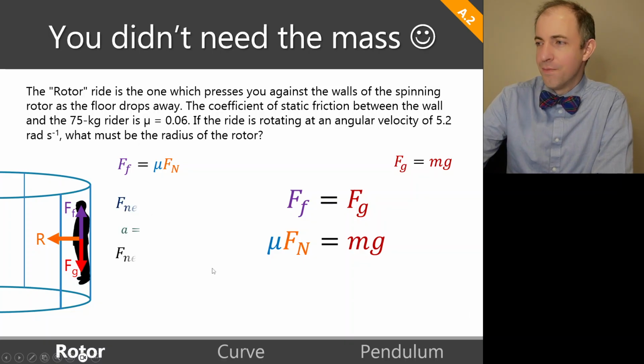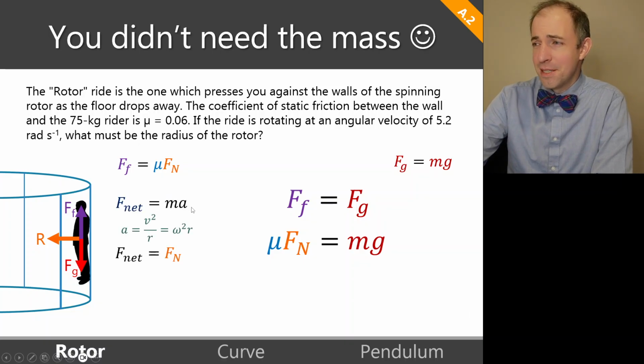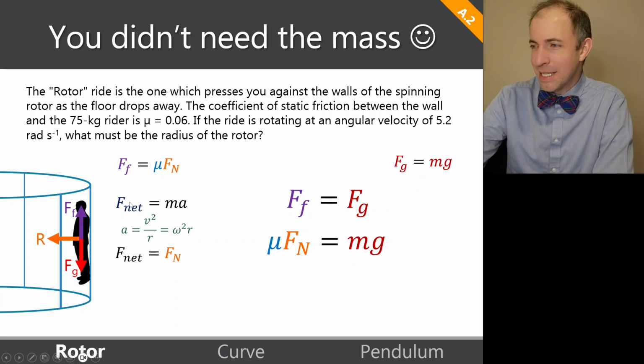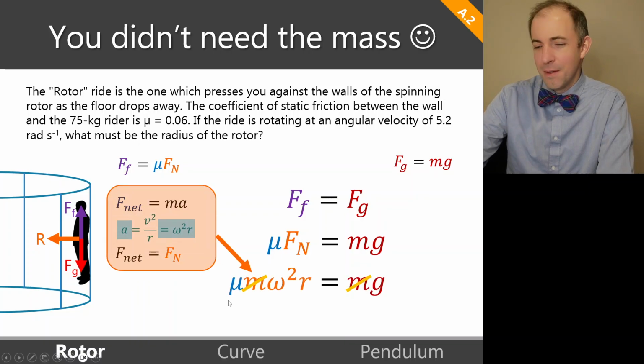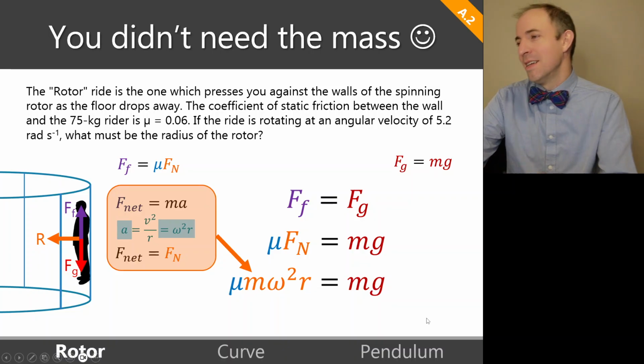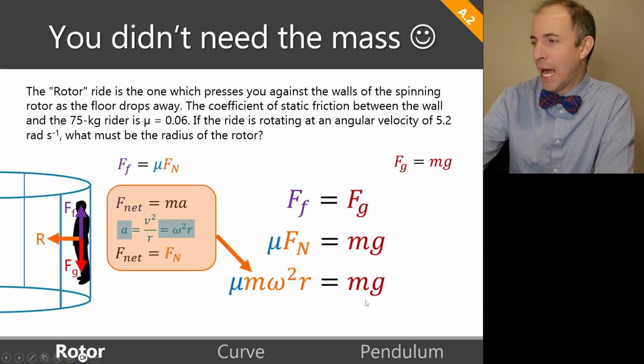We also know that the net force is mass times acceleration, and the net force is equal to the normal force. That means I can actually take this and substitute in instead of normal force my equation for net force, mass times acceleration, using acceleration as omega squared r, and I get this. Instead of mu times Fn, it's mu times mass times acceleration, which is mass times omega squared r. That stays equal to the force of gravity, m times g.